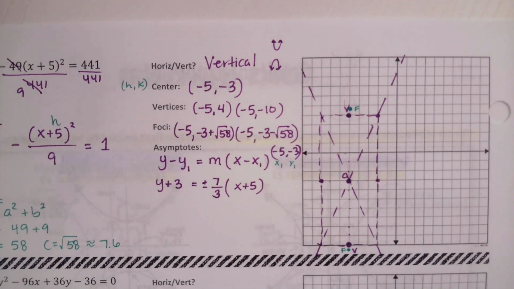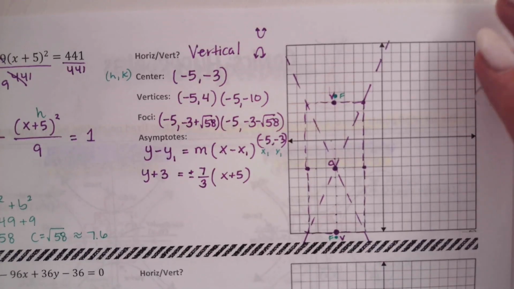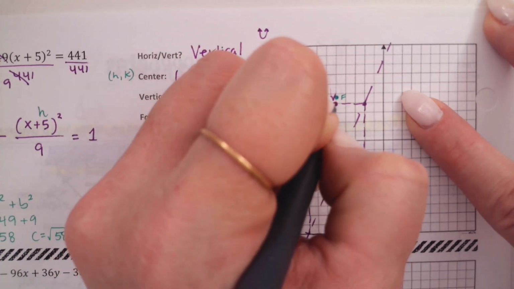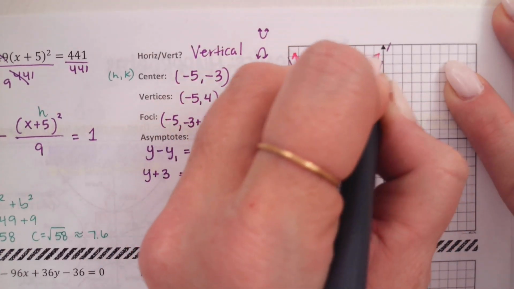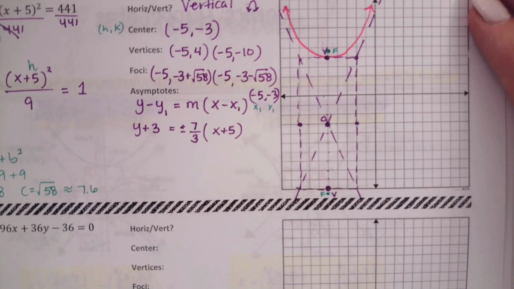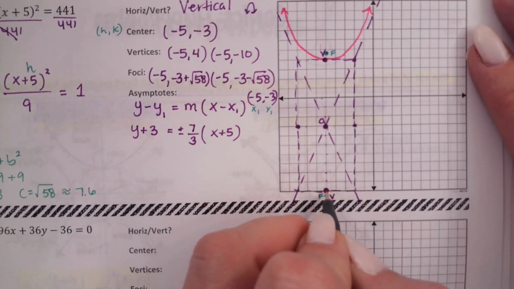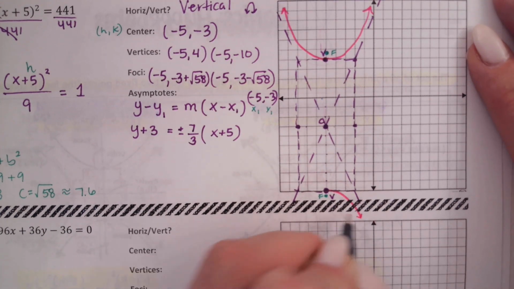Yeah, draw the actual branches of your hyperbola. It's going to start at the vertex and kind of curve around based on the asymptotes. The one on the bottom is not going to quite fit, but I'm going to draw as much of it as I can. It's going to start at the vertex and curve around.